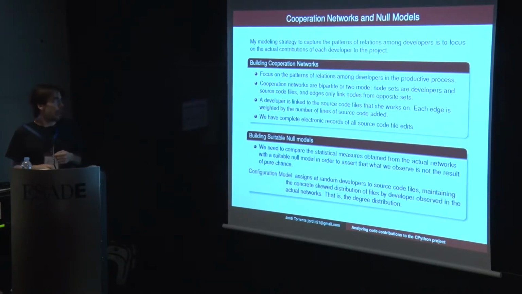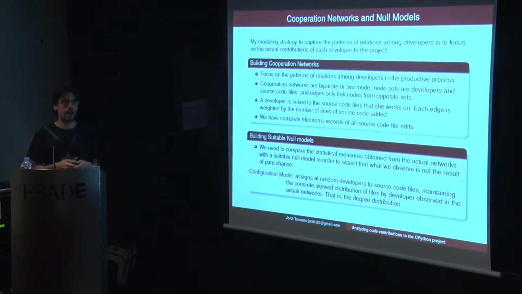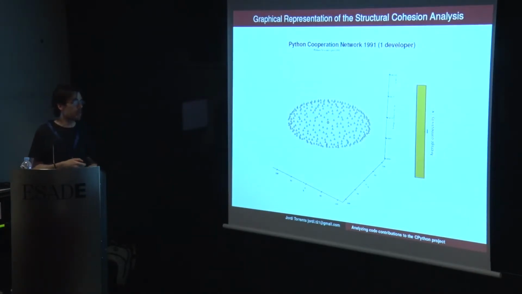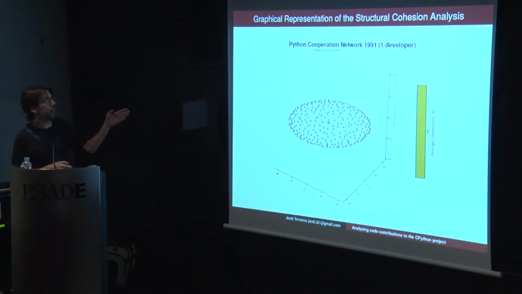And then there are null models. What is important is that when you analyze a network in an empirical setting, you have to be able to compare with some null model to make sure that what you are observing is not the result of pure chance. So I will show you some pictures that maybe will make it easier to understand what I'm talking about. This is the Python Cooperation Network in 1999. 1991, sorry.